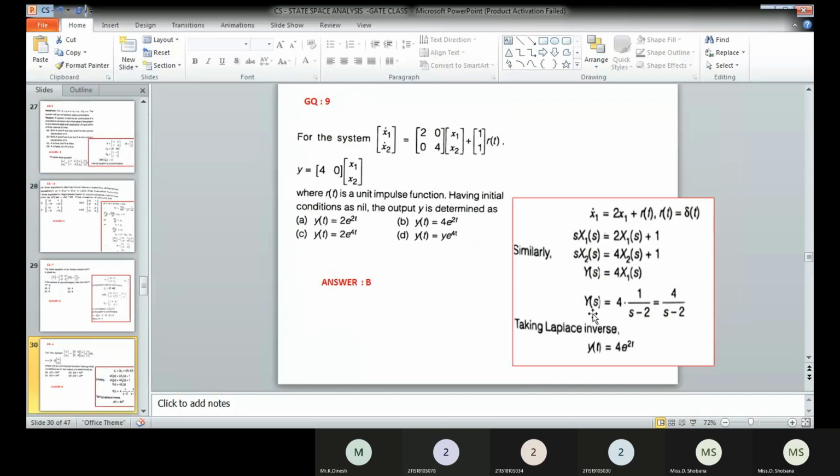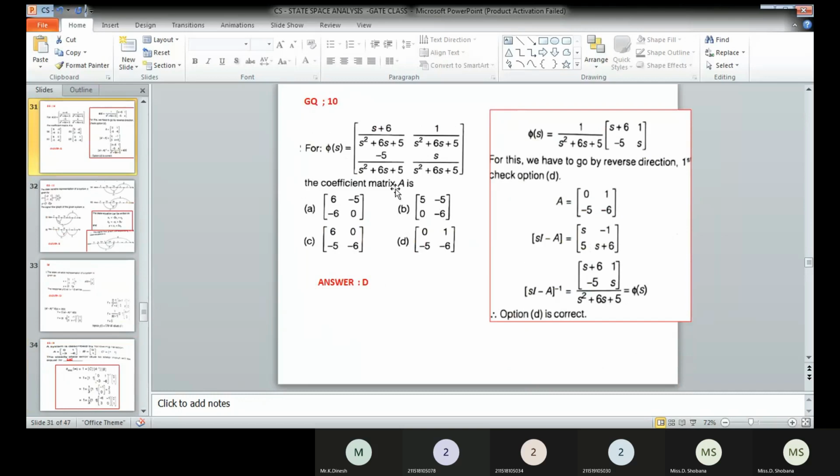Here the impulse input is considered as del of t. Therefore the transfer function can be obtained as 4 into x1. The x1 value we already know, substitute it and you will get y of s. Applying the inverse Laplace transform to y of s, y of t will be obtained as 4 into e power 2t. That is available in option B. That will be the correct answer. Then we can go for the next problem.